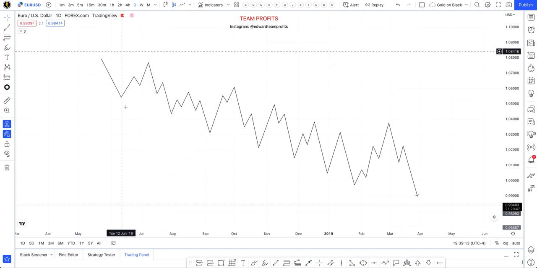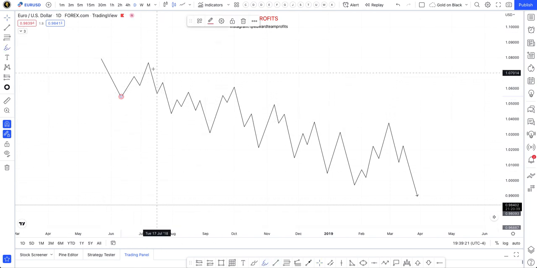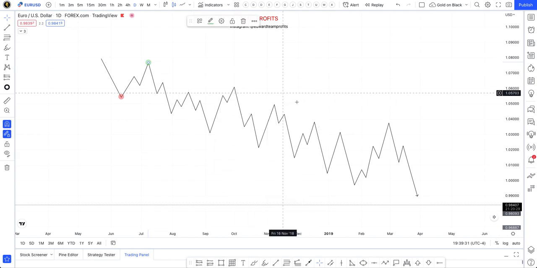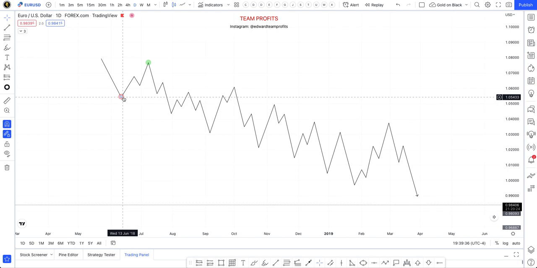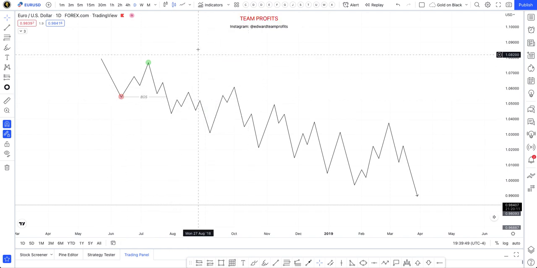So basically, let's start from the top. We're seeing that the market is creating a lower low. This is the first lower low, and this of course will be a lower high. Let me change the color to green. So we have a lower high, lower low. The first breakout structure is happening here. We clearly see that the market broke this right here, and this is a BOS, a break of structure.